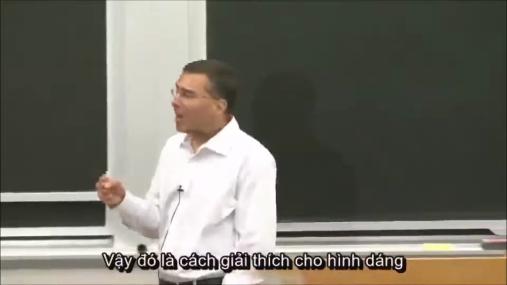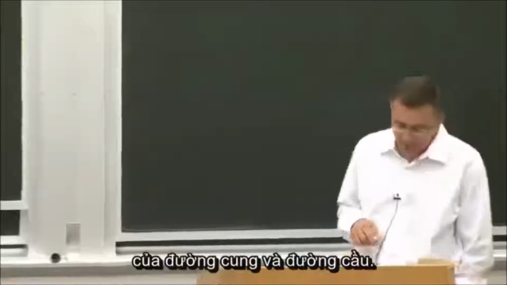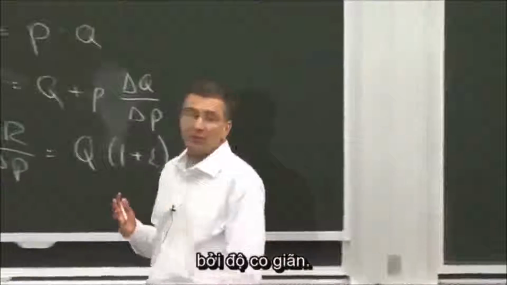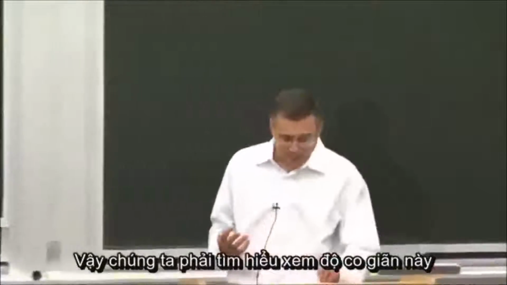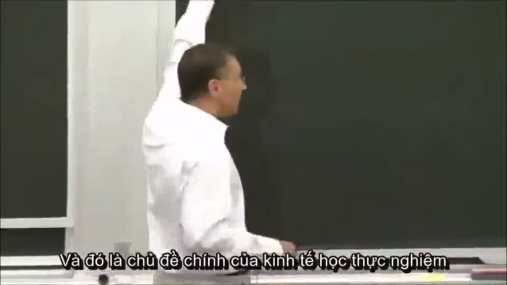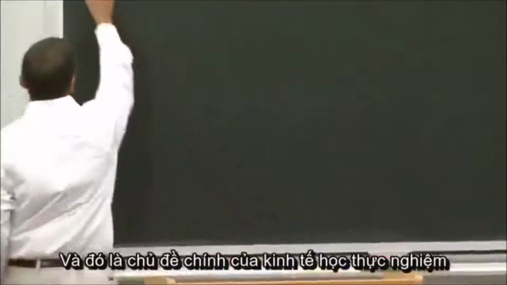Questions about that? Okay. So now that's how we think about the shape of supply and demand. The shape of supply and demand is determined by these elasticities. So now we have to get into, okay, well, where do we get these elasticities from? And that is the main topic of empirical economics.